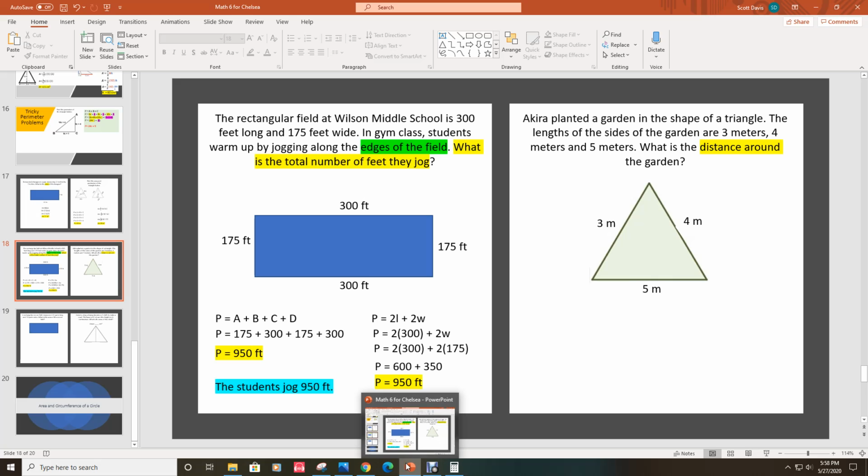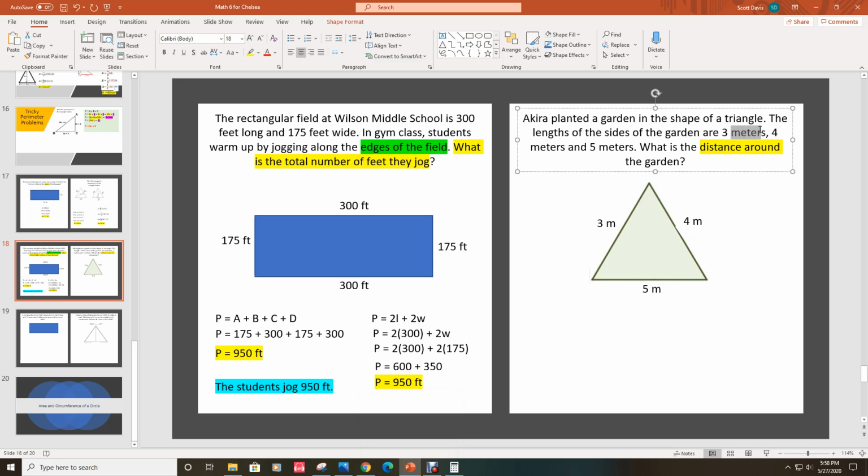It would have to all be meters, or it'd have to all be yards, or it'd have to all be inches. They all have to be the same, or all feet. They all have to be the same, or else you're not going to get the correct answer. So really pay attention to that as well in your word problems. Okay, so look for those units of measurement.